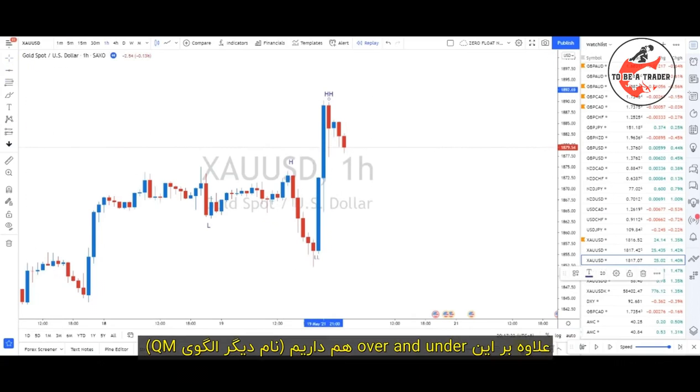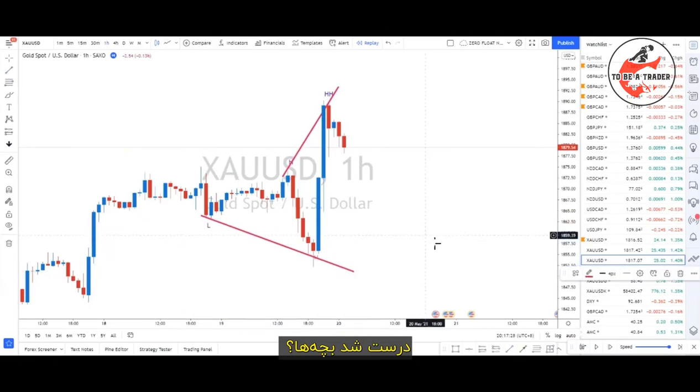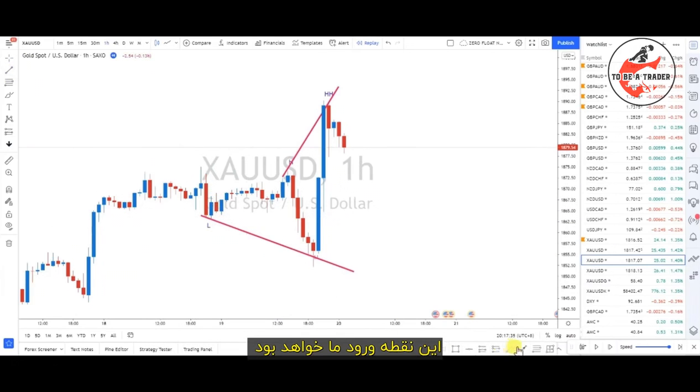Okay, not only that, we have the over and under. This is the over. Okay, this is the under. Alright guys, so we have the QM pattern. Next, what we should do is mark the left shoulder. Okay, this will be our entry point.